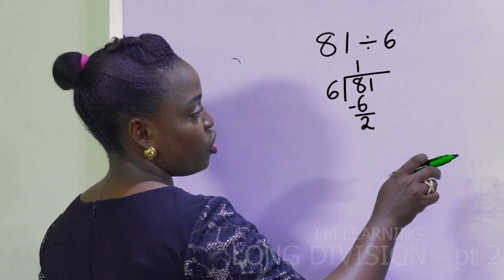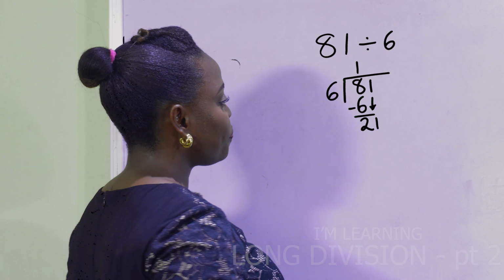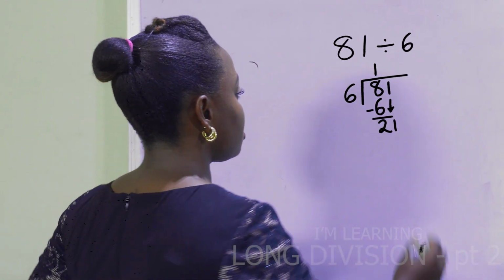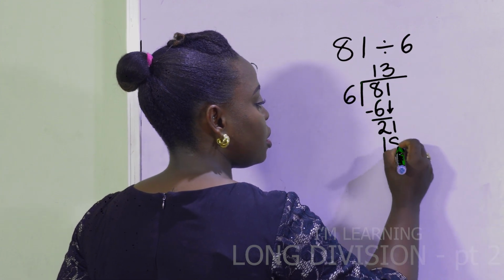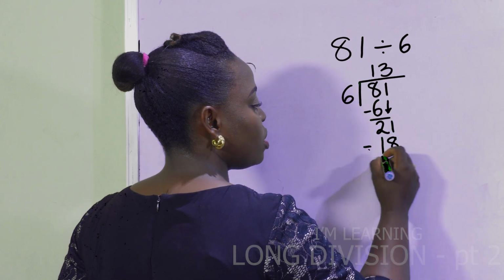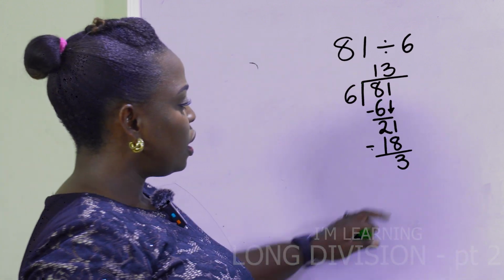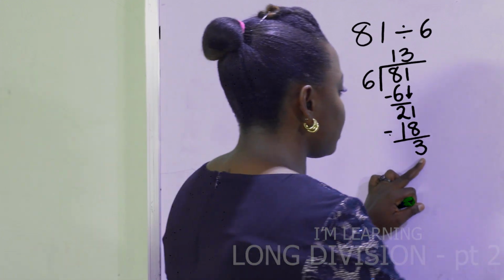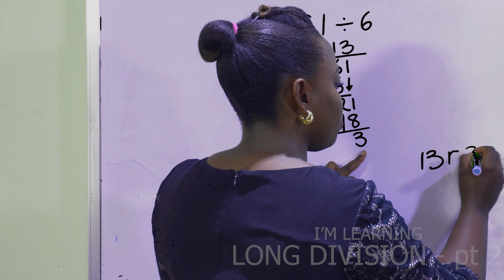I check, do I have a number I haven't used? I haven't used 1 yet. So I bring it down, and that is 21. Now, 21 divided by 6 is 3. 6 times 3 is 18. By the time I do my subtraction, 21 minus 18 is 3. Now, at this point, I can say my answer is 13, remainder 3.